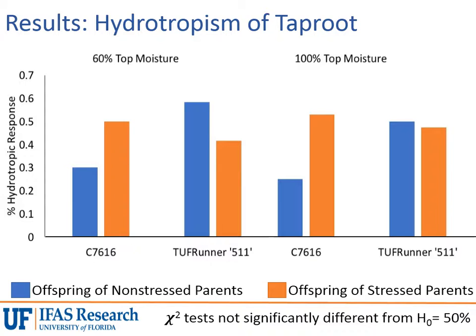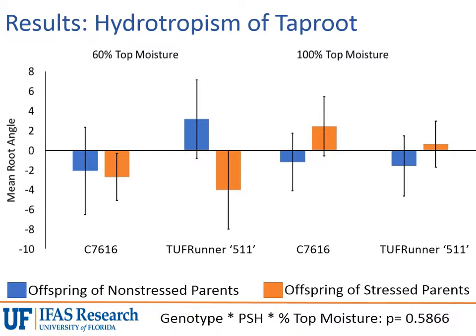As you can see here, in both of the germination environments, neither variety showed any response in the taproot to choice between the 100% or 60% bottom moisture. So whether the taproot moved into that higher moisture area or lower moisture area was completely random. So it did not appear to be behaving hydrotropically.